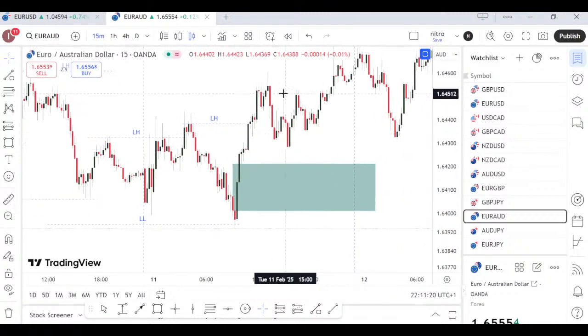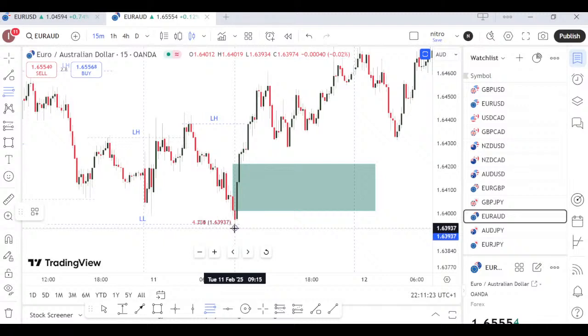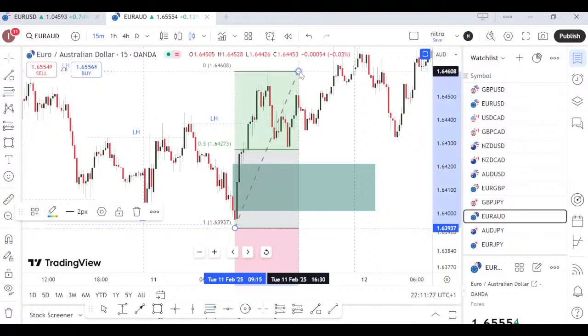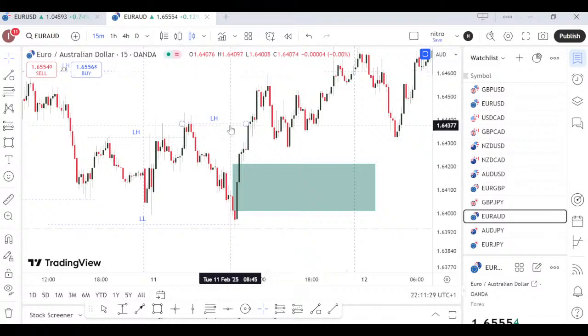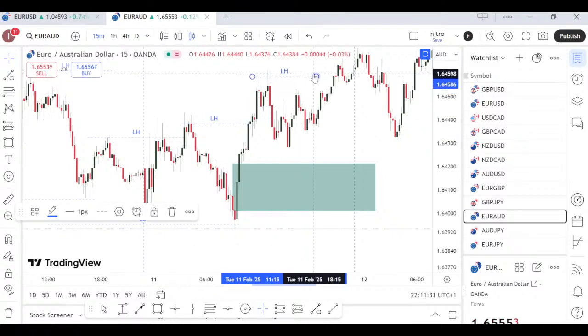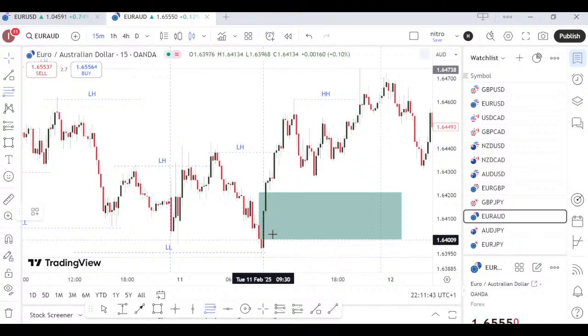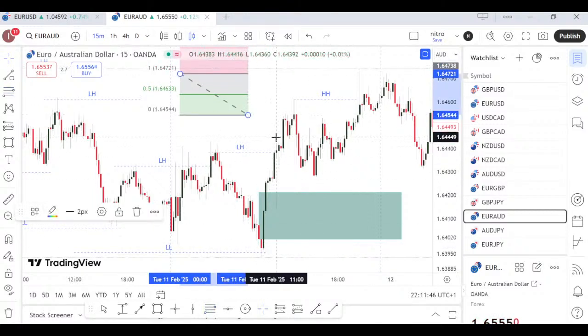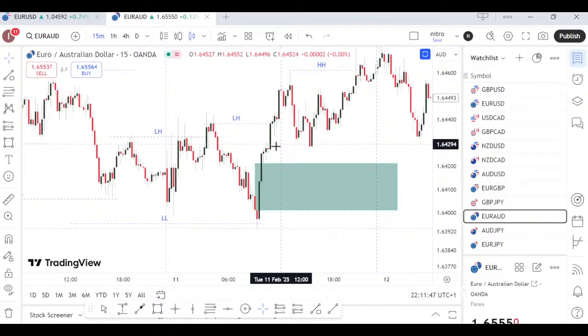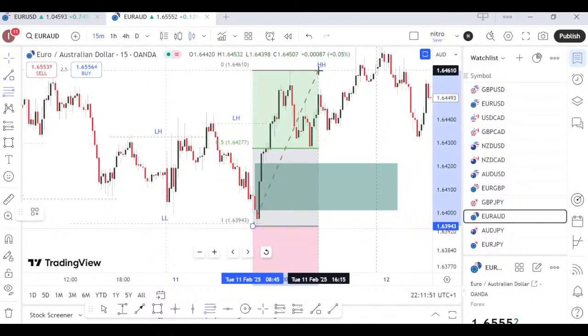So what do we do? We carry our FIBO tool, we measure it from the bottom here to this top here. We have our higher high, which is HH, right? So we have our higher high. When the market is going down, we just bring our FIBO tool here to here. We have our first discount zone.